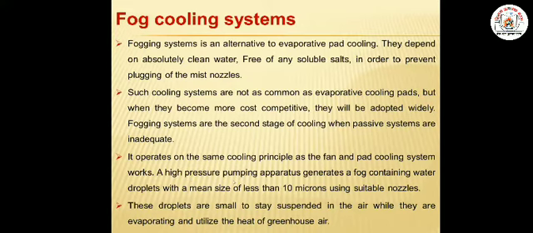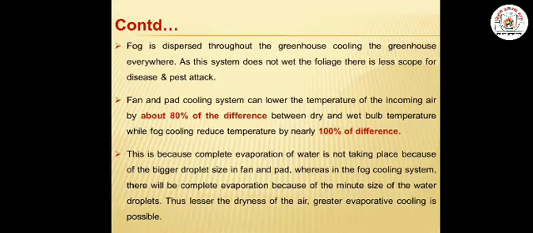A high pressure pumping apparatus, or piston pump, generates a fog containing water droplets with a mean size of less than 10 microns using suitable nozzles. These droplets are small enough to stay suspended in the air while they are evaporating and utilizing the heat of the greenhouse air. Here, fog is dispersed through the greenhouse, cooling the greenhouse everywhere. As this system does not wet the foliage, there is less scope for disease and attack of pests.